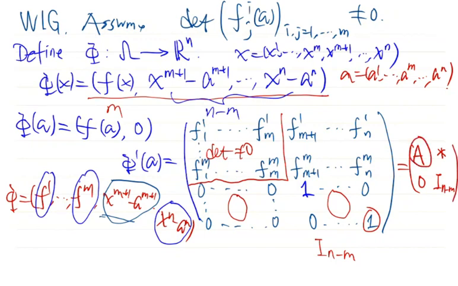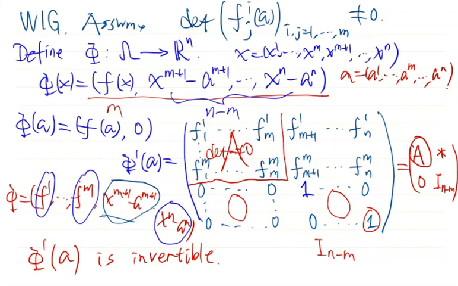Because this A is invertible, we conclude that the derivative of phi at our point small a is invertible. So we can apply the inverse function theorem to phi and say something.